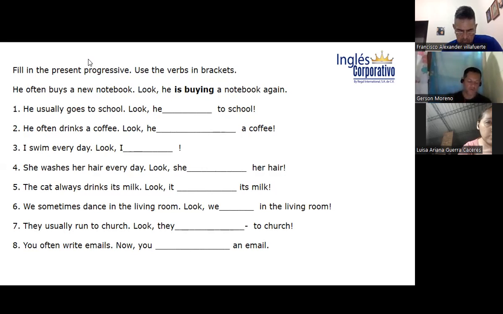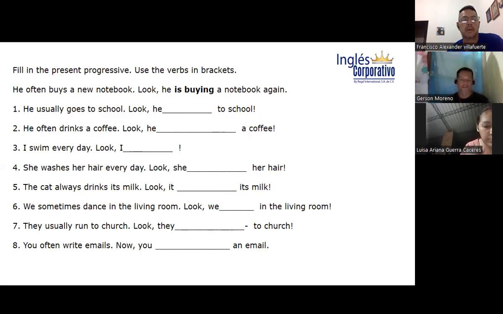Okay, let's check the exercise right now so you can help me with the first one. And help me with number two. He often drinks coffee a lot. So he is drinking coffee. Well, in this case we will say drinking coffee, because it's like drinking coffee. So he's drinking coffee. The general example was like that, but we don't need an article in the sentence.